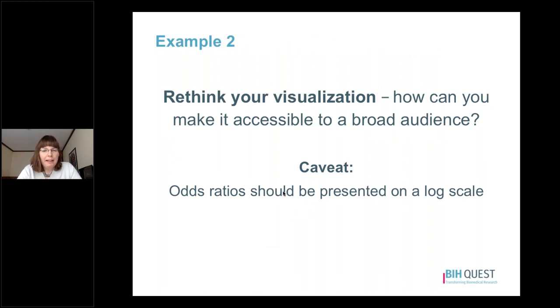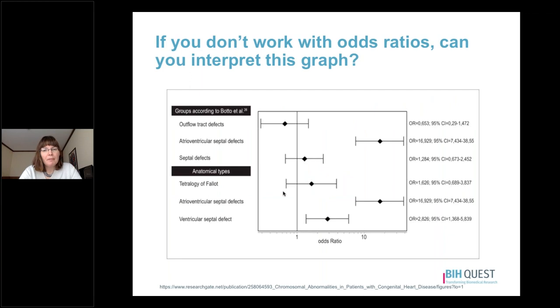Okay, here's a second example of a way that you might rethink your visualization to make it accessible to a broad audience. And here's a caveat. The figure that I'm going to show presents odds ratios on a linear scale. There are some people who argue strongly that they should be presented on a log scale. So that's just something to be aware of.